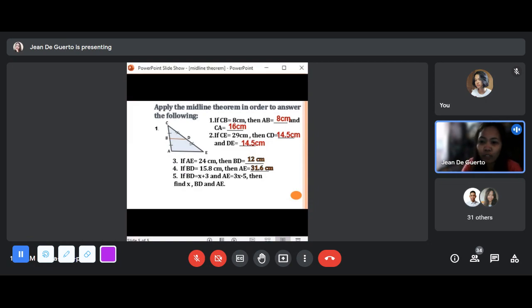Ang tagal ninyo namang mag-solve. Doon ka kasi. Nandito ka nanggugulo. Nagkaklase ako. Gumawa ka na ng module mo.